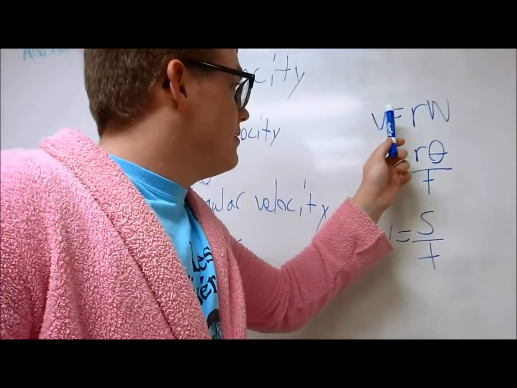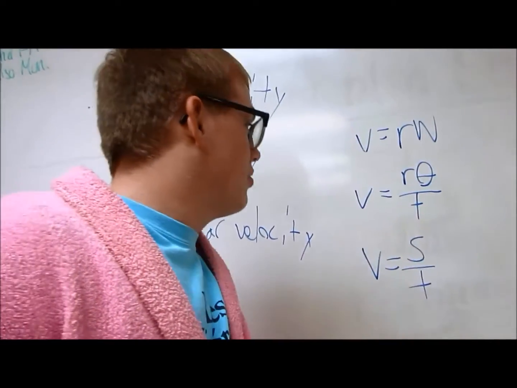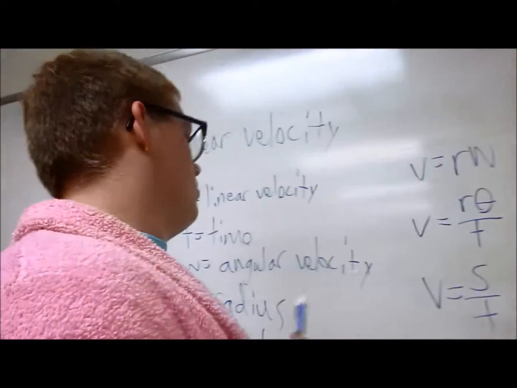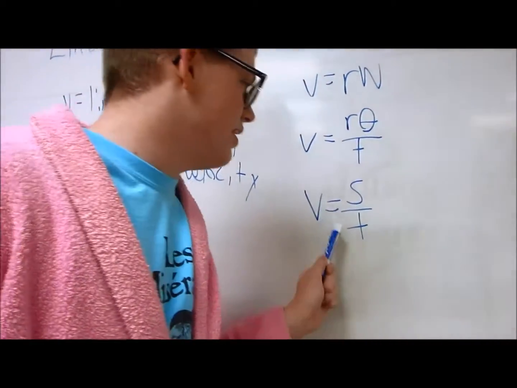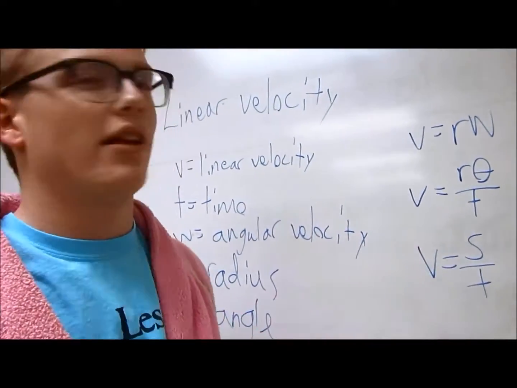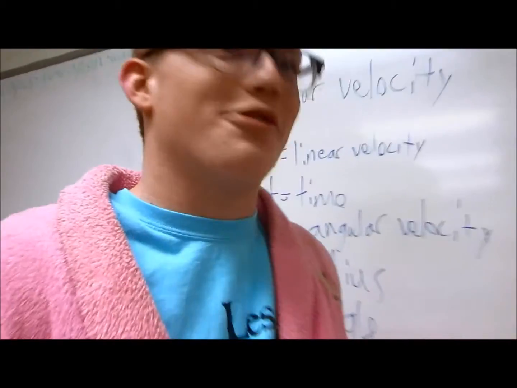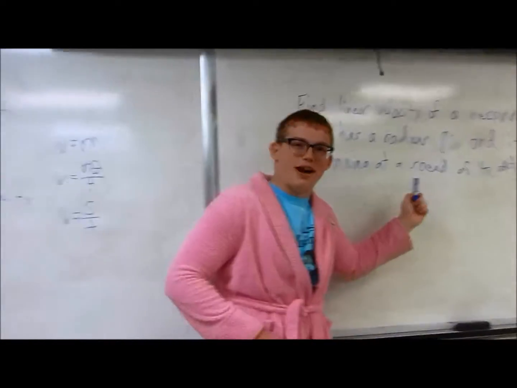Linear velocity equals radius times angular velocity. Linear velocity equals radius times theta, or angle over time. And linear velocity equals s, or arc length, over time. That's how we'll find it. So we'll be using one or maybe multiple of these equations to find our answer. All right, on to our problem.